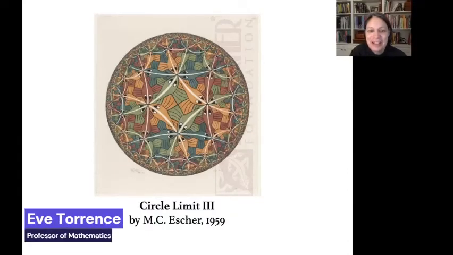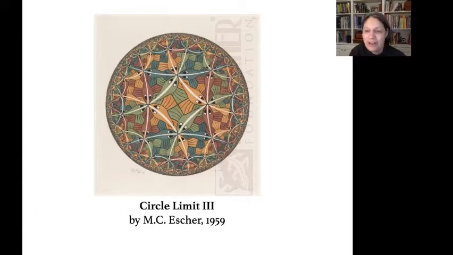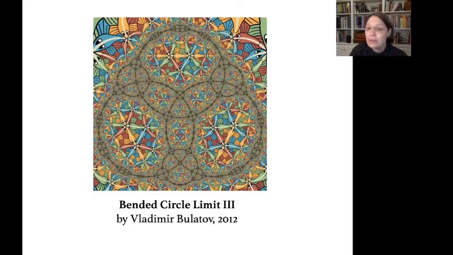I'm Eve Torrence, and I'd like to take you on a quick tour of the fascinating world of modern mathematical art. M.C. Escher made this wonderful woodblock print based on hyperbolic space over 60 years ago, and his work has inspired generations of artists. But as an example of how far mathematical art has come, here is a mathematical distortion of Escher's print by Vladimir Bulatov.